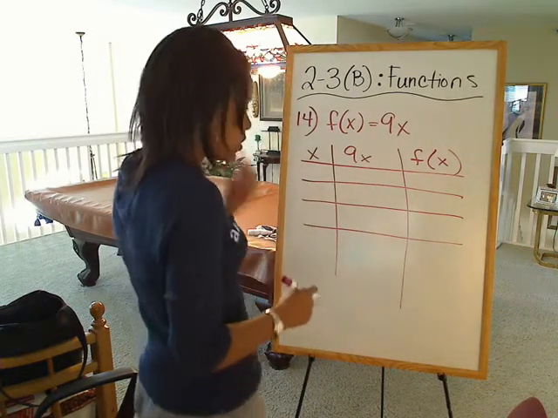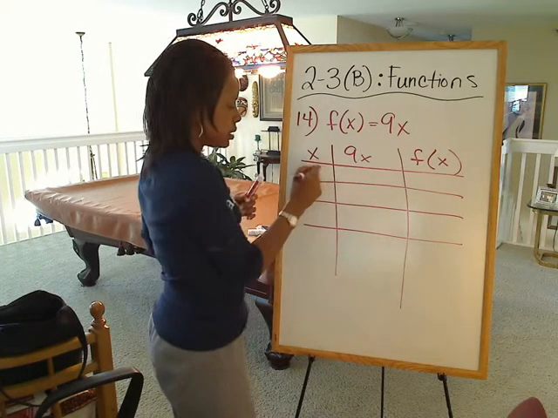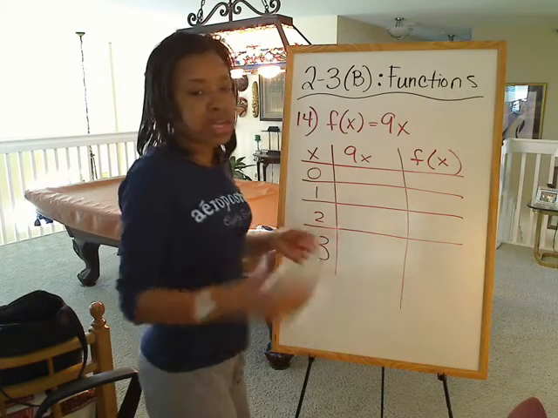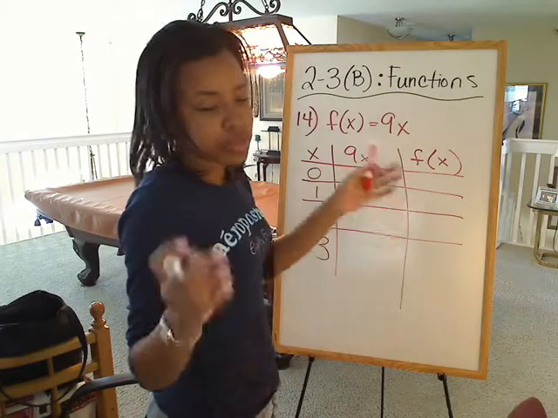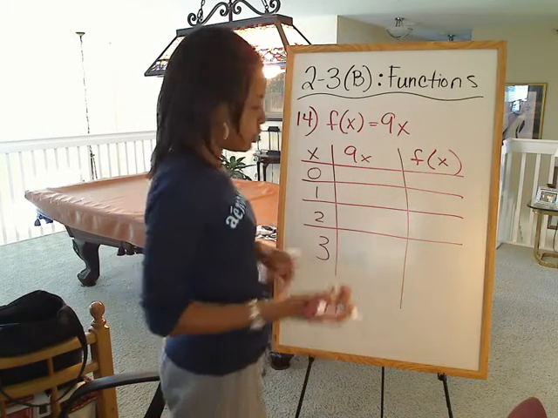1, 2, 3, 4. Yes, they have us pick 4 points. So we can pick again 0, 1, 2, and 3. I like to pick easy numbers. You can pick any number you want, positive, negative, decimals, fractions, but my theory is make it easy for yourself. That's the easiest way to do it.